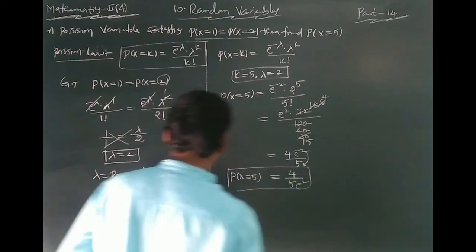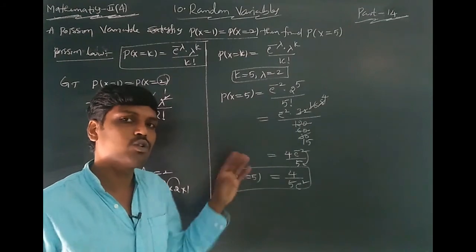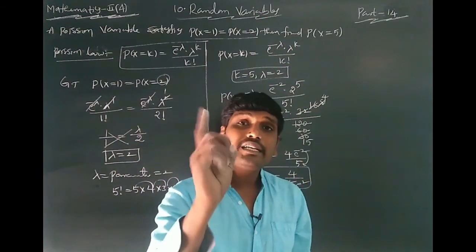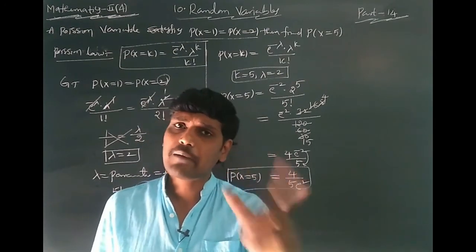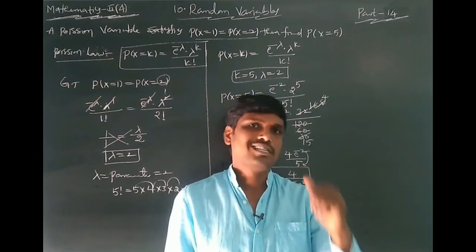This is the answer. Finding the lambda value carries 1 mark, and finding P of x equal to 5 carries 1 more mark, total 2 marks. This Poisson distribution problem comes to the public examination 99 percent of the time. Very, very important repeated problem, students. That's why you should practice this problem perfectly.